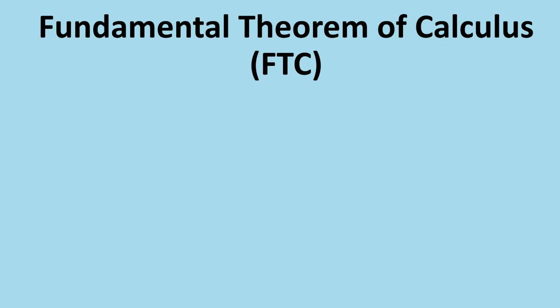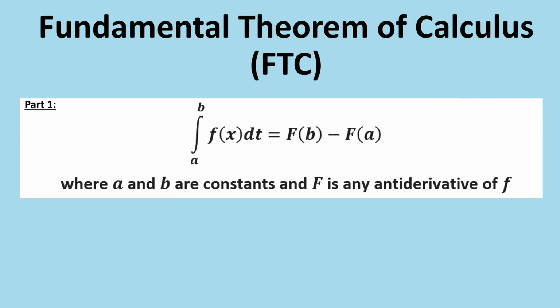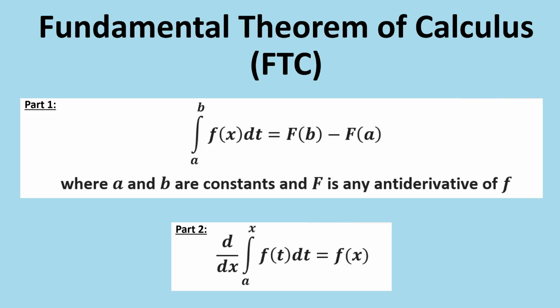There are two parts of the Fundamental Theorem of Calculus, which we're going to refer to as the FTC. What some people call Part 1 looks like this. It helps us evaluate definite integrals and find the signed area between the curve and the horizontal axis using antiderivatives, which, as the name suggests, undoes differentiation. Part 2 of the FTC is a strange statement that looks like this. We'll take a closer look at this in a minute.